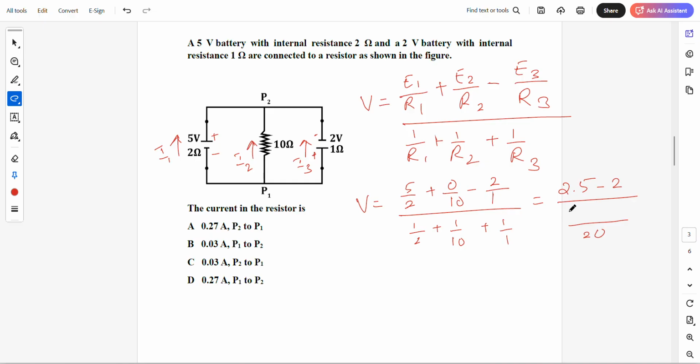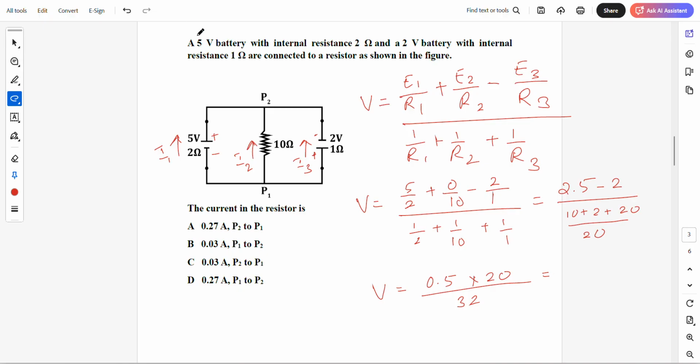Okay, here, 10 plus 2 plus of how much? 20, right. V is equal to 0.5, right. Okay, 0.5 I can write into 20 divided by how much does it become? 32. That is equal to how much?